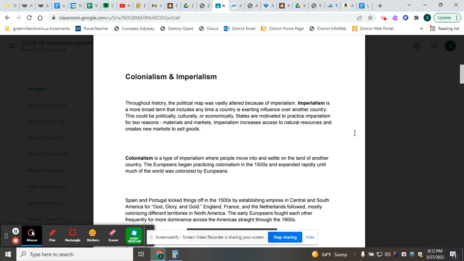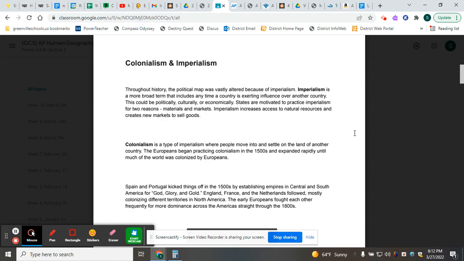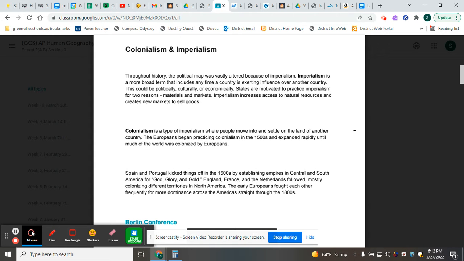All right, so colonialism and imperialism. We mentioned these two concepts in Unit 3 briefly because we talked about diffusion of culture, we talked about diffusion of language, how religion spread, how sport and dance and dress and food spread over the world during the 1700s, 1800s, early 1900s.